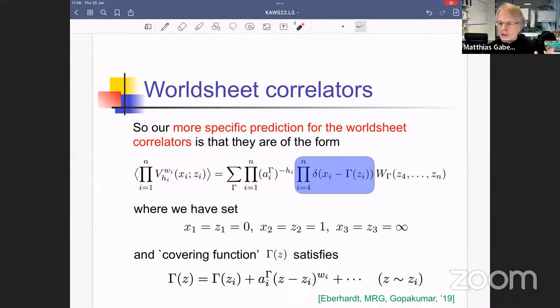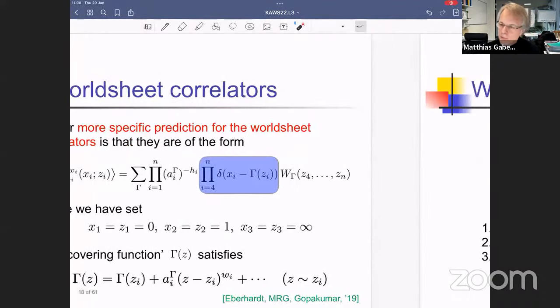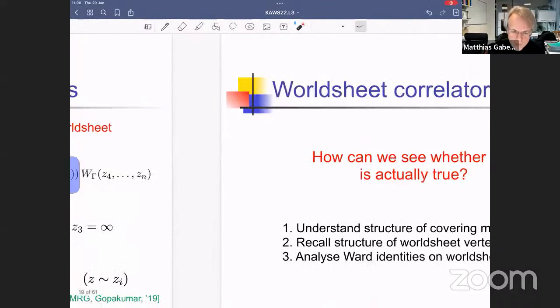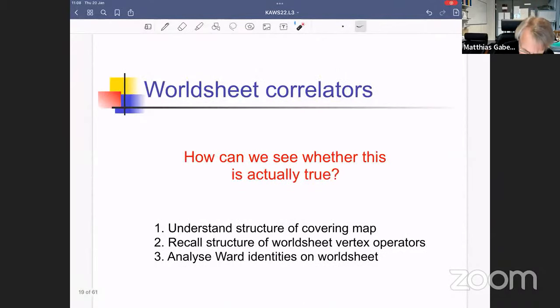It's also pretty orthogonal to the sort of correlation functions people had previously written down for the SL2R Wess-Zumino-Witten model. So there must be something pretty non-trivial happening in order for this to work. This is what I want to explain in the second half of this lecture: can we see whether this is true by studying the world sheet theory? First I'll explain a smart way of characterizing the covering map. Then I'll explain, and this is in some sense a critical point, how exactly one should define the vertex operators on the world sheet.